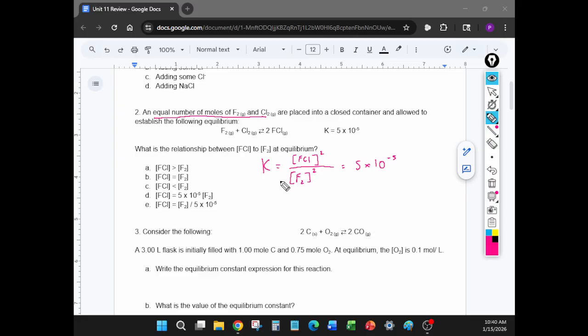We could simplify this by finding the square root of both sides, and then that'll get rid of the squares. So on this side, we'll get rid of the squares. I'm not going to solve this out because it's not really necessary. If you did solve it out, that's fine as well. If you look at the formatting, you see how FCl is isolated on the left side by itself for all the answers, right? So we're going to isolate FCl by multiplying by F2. If you multiply both sides by F2, you'll get this right here.